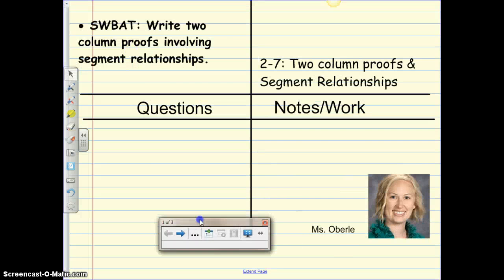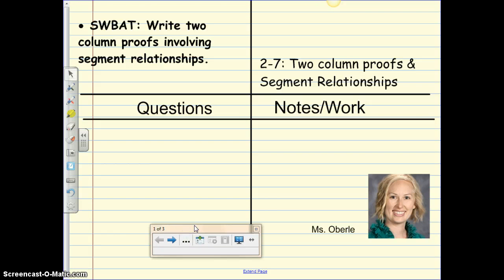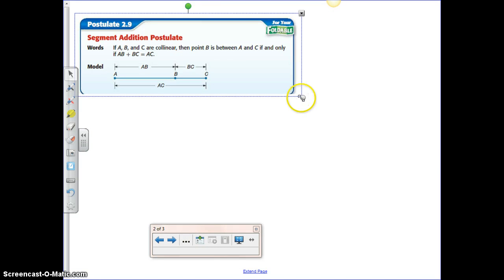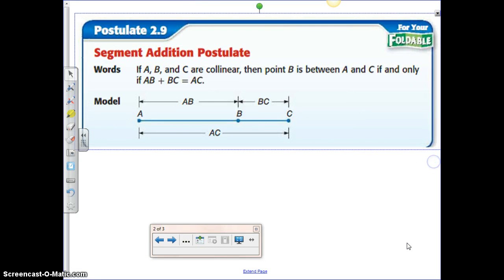Today by the end of this lesson you will be able to write 2-column proofs about segment relationships. There is just one postulate you need to add today to your postulates, theorems, and axioms sheet, and it is about segment addition. I know this is something you already probably understand, but we need to know the reason that we're going to give when we write some proofs.